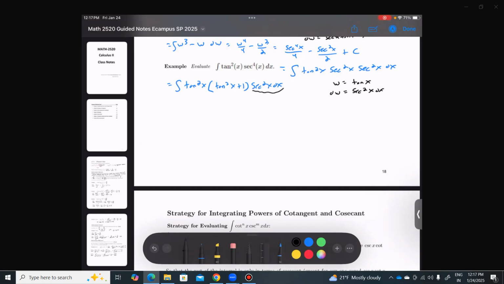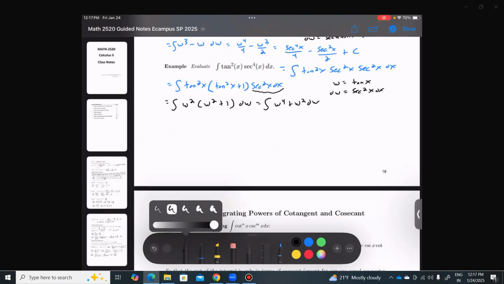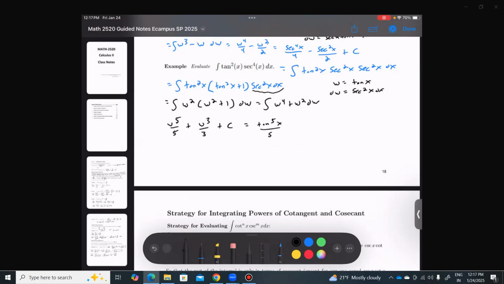And then we'll have tangent x, so we'll just put in w for that. So w squared times w squared plus 1 dw. Then some simplifying, and then we'll take the integral. So we'll do w to the 5th over 5 plus w cubed over 3 plus c. This is going to give us tangent to the 5th x over 5 plus tangent cubed x over 3 plus c.